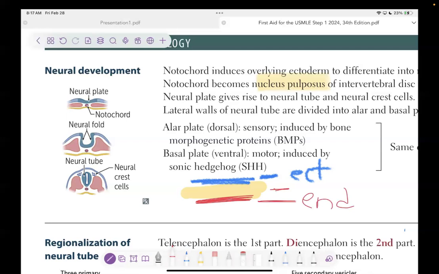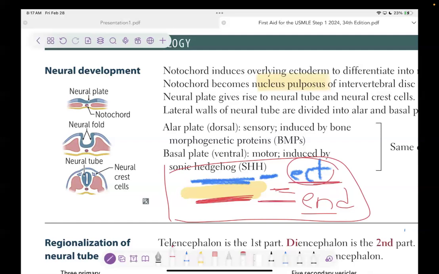Now we know that whenever these three layers are made, ectoderm, mesoderm, and endoderm, now that we have ectoderm, we know that neural tube, neural tissues, everything develops from ectoderm. That's why we needed to have ectoderm here.